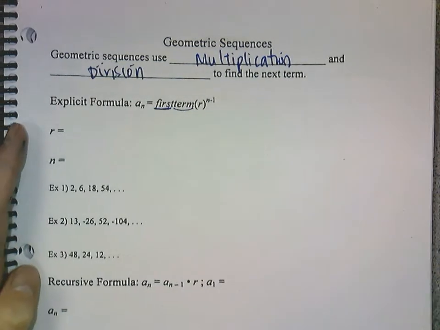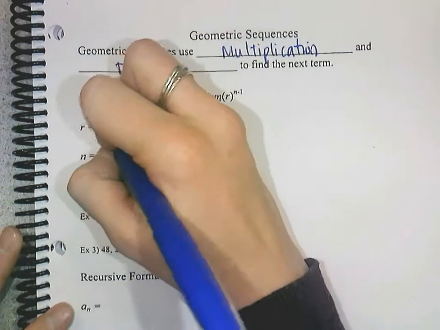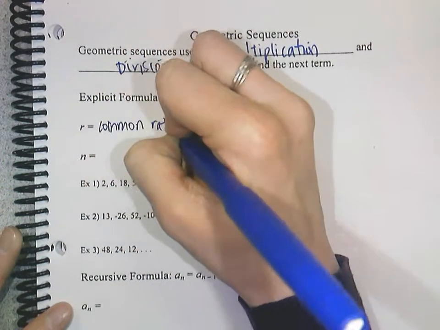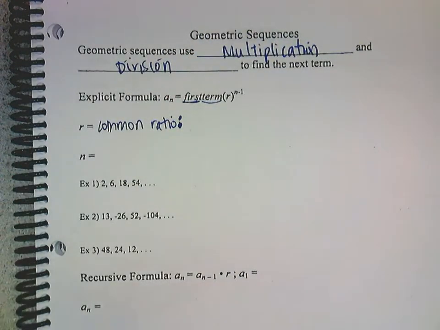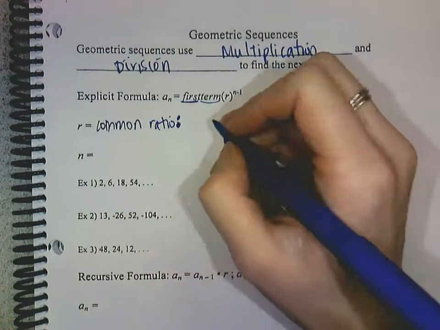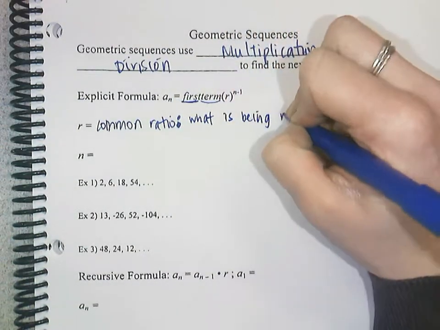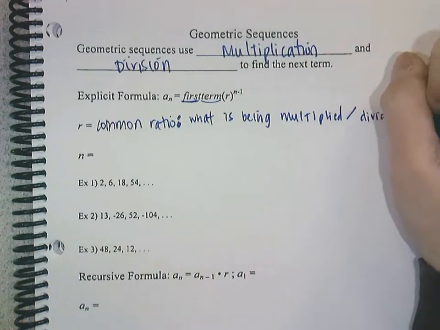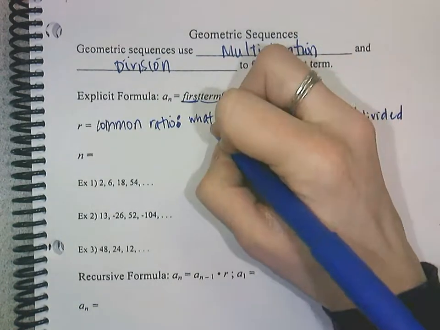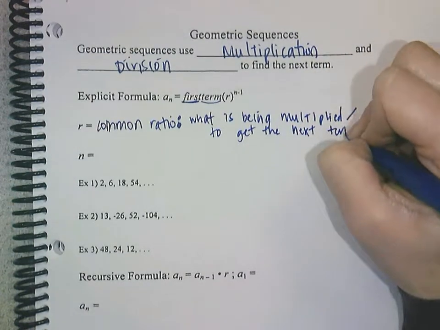Alright, so let's figure out what these other letters and these words mean. R is the common ratio. And just like arithmetic had the common difference, this is a common ratio. So we're trying to figure out how it's multiplying or dividing every time. What is being multiplied or divided to get the next term?